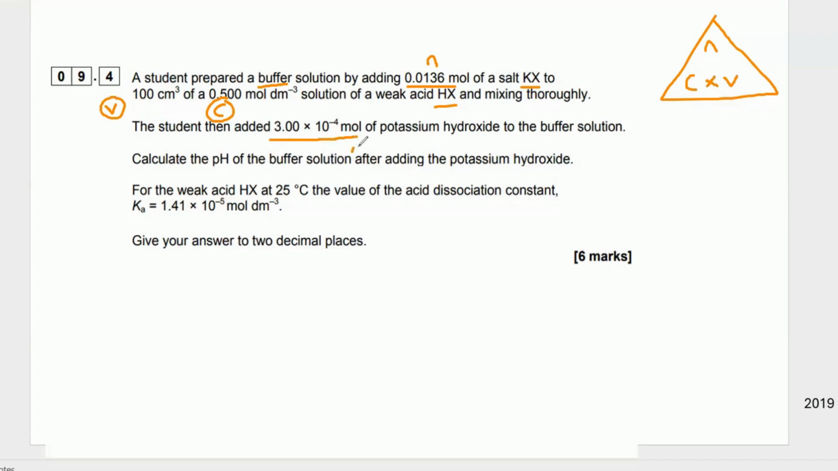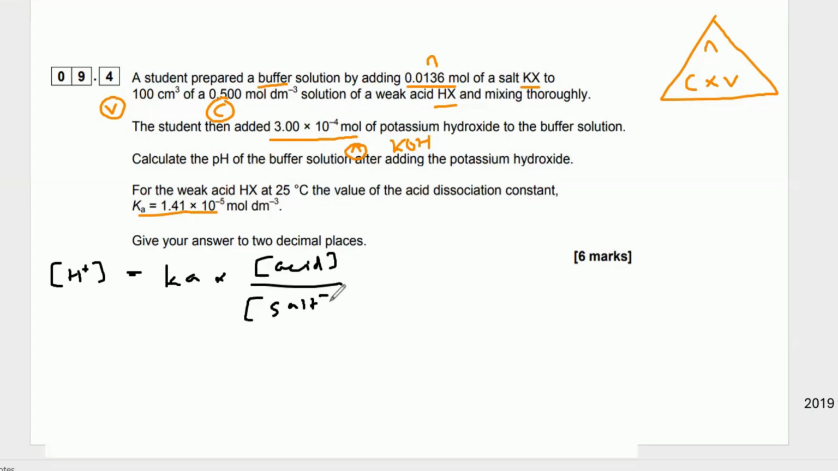So I've also got moles again, but this time it's of KOH, which is a base. And we've been given the Ka. So I know straight out the bag that I'm going to need to do H plus is equal to Ka times acid over salt, like that. So H plus is equal to the Ka times the acid over the salt.